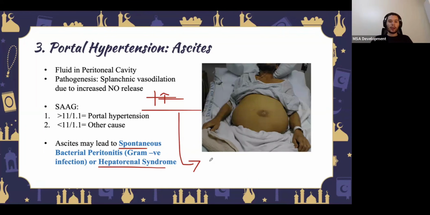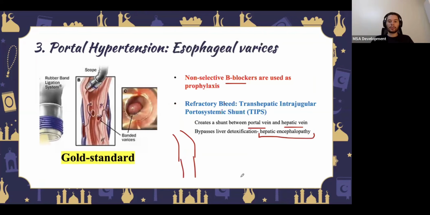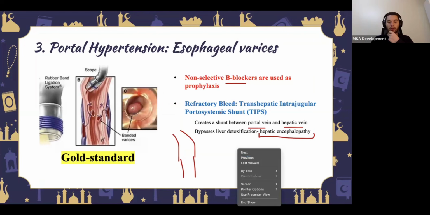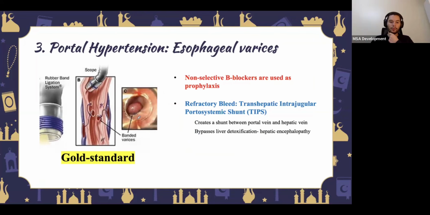Right. Moving on, we have portal hypertension and esophageal varices. We already discussed the mainstay treatment or the gold standard, which is band ligation. And we already mentioned how beta blockers are your prophylaxis. Now, in the scenario where there is refractory bleeding, so the patient underwent band ligation, and there was refractory bleeding, you can do something called a transjugular intrahepatic portosystemic shunt. So this essentially means you have your portal venous system, and instead of going through the liver over here, you shunt it to directly connect to your hepatic vein, like this.